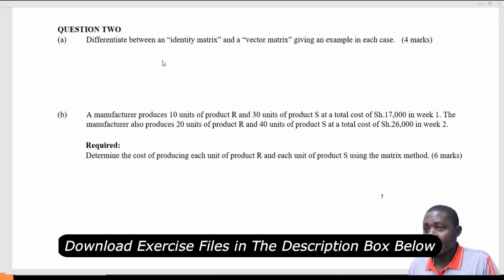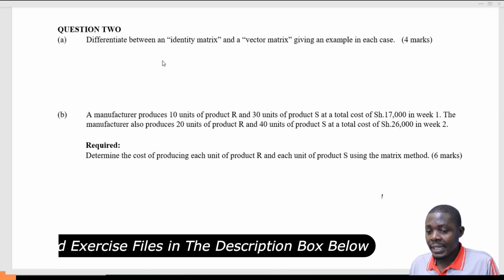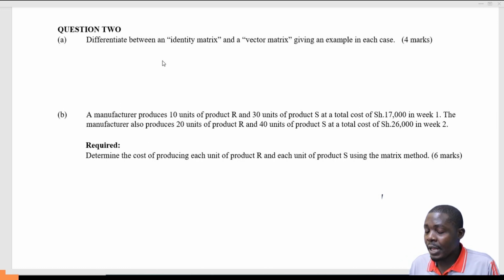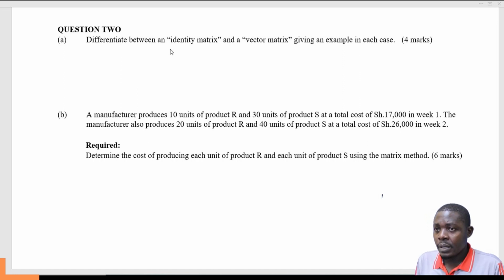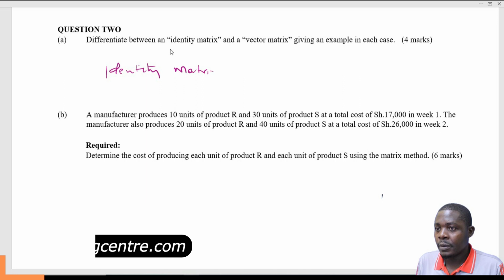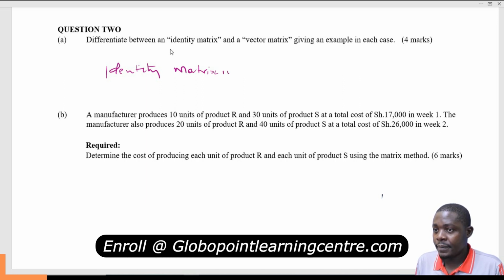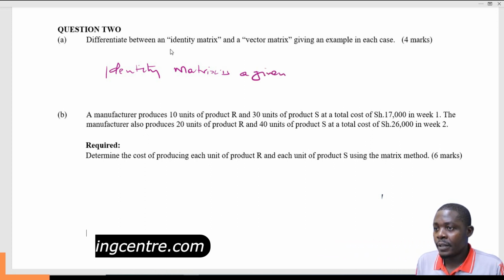Now we have the identity matrix. It is a given square matrix of any order which contains on its main diagonal elements with a value of 1, while the rest of the matrix elements are equal to 0. Identity matrix: that is a given square matrix.